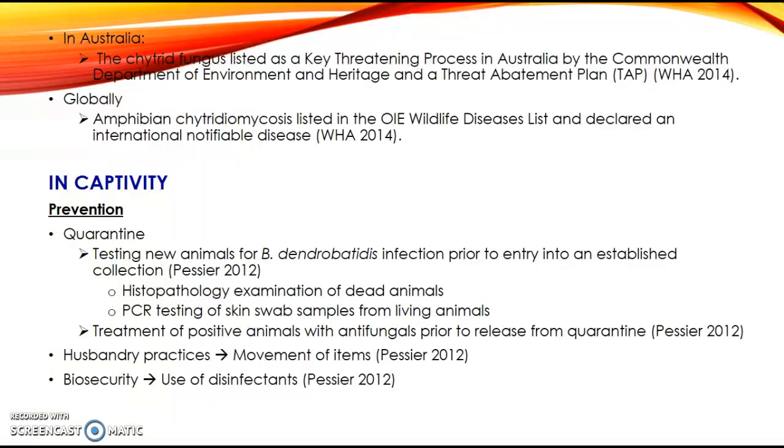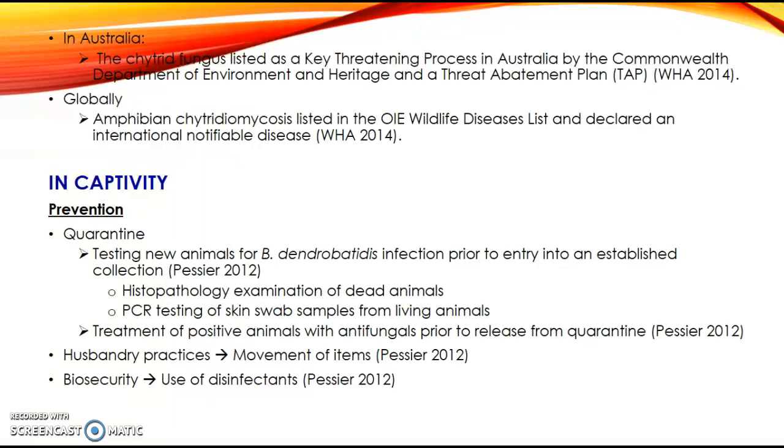Now, in Australia, the chytrid fungus is listed as a key threatening process by the Commonwealth Department of Environment and Heritage, and a threat abatement plan has been put in place. This plan proposes a risk-based approach to be used for chytridiomycosis. Globally, amphibian chytridiomycosis is listed in the OIE Wildlife Disease List and declared an international notifiable disease.